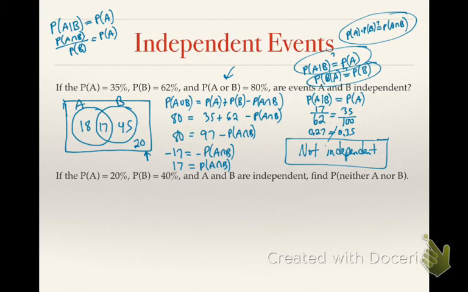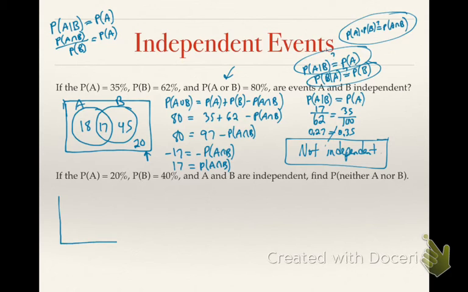So you can say that they might be dependent on each other in some way, but they're not independent. Now, in the next example, I give the probability of A, the probability of B, and I tell you that they are independent. So you're going to assume that they're independent. Find the probability of A nor B.